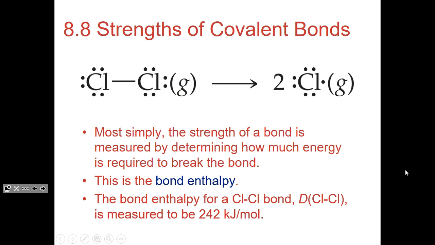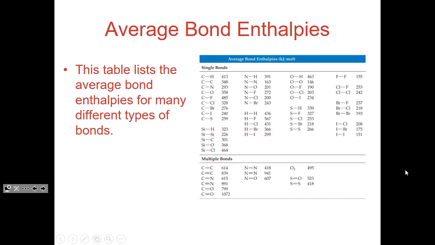So in this case, a Cl to Cl single bond will be written as D, Cl to Cl in parentheses. And the actual measured value is going to be 242 kilojoules per mole. That would be a ranking of the strength of that bond. The larger the bond enthalpy, the stronger the bond is between the two chlorines. Scientists have calculated and measured through experimental means average bond enthalpies for a bunch of different types of common bonds. And with a relatively small table here, we can actually find the delta H of many different reactions.